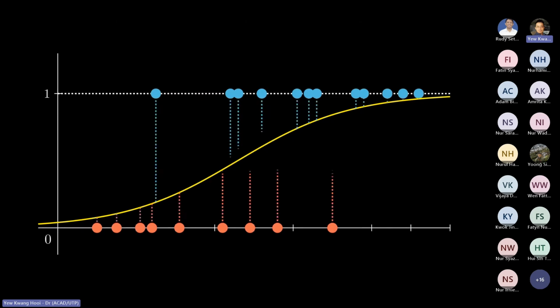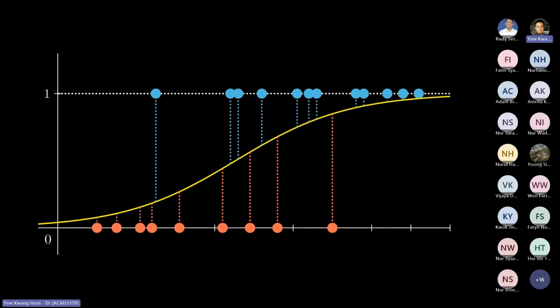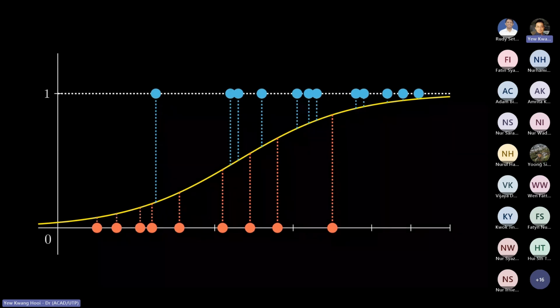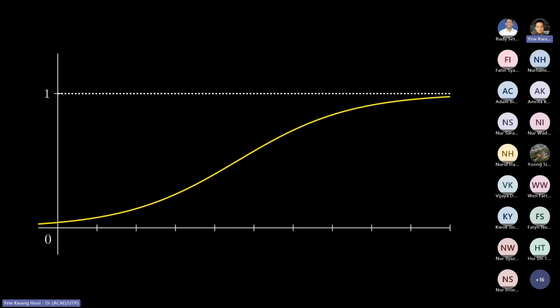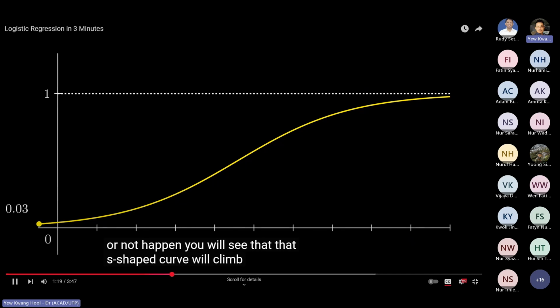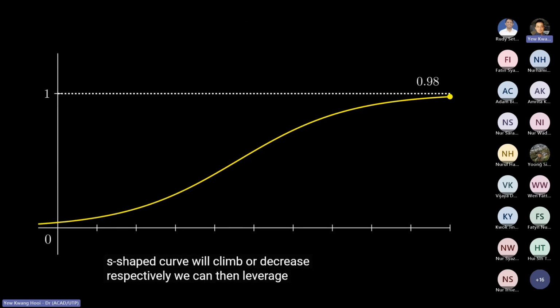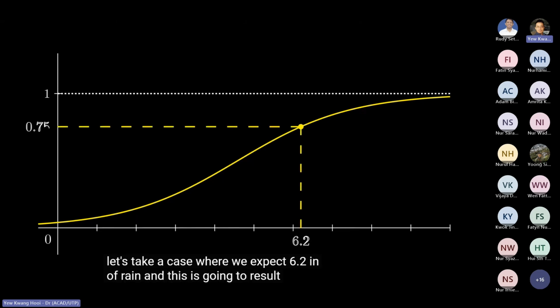Notice how these points can project themselves onto the logistic function, and we can use maximum likelihood estimation to fit the curve, which we'll talk about shortly. Notice that there are these middle points where there is a mix of true and false cases. If these points follow a transitional trend of increasingly showing an event more likely to happen or not happen, you will see that S-shaped curve will climb or decrease respectively. We can then leverage it to predict probability between 0 and 1. Let's take a case where we expect 6.2 inches of rain, and this is going to result in a 0.75 or 75% probability of a flood.